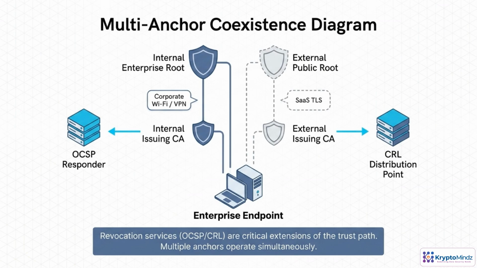Most enterprises don't live under a single trust anchor. Endpoints operate in a multi-anchor world. One trust anchor is your internal enterprise root, issuing certificates for things like corporate Wi-Fi, VPN, or internal web services. Another is an external public root, used for SaaS and internet-facing TLS. Each root has its own issuing CAs, and each chain must be fully valid on the endpoint, including access to OCSP responders and CRL distribution points. Designing PKI here means mapping scenarios to the right anchor, verifying that revocation checking works for each, and ensuring both sets of trust can safely coexist without breaking applications.